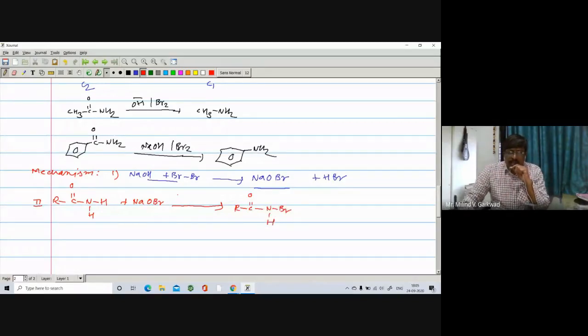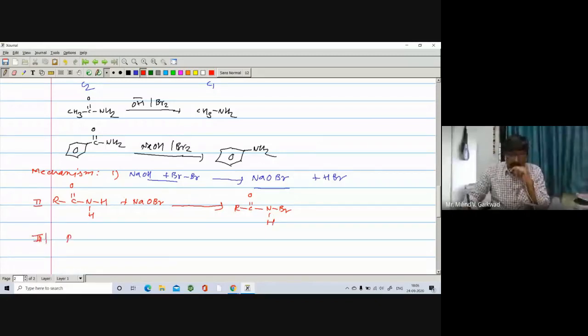So in this case, NaOH and Br2, firstly, it acts as a base. Why? It acts as a brominating reagent. Brominating reagent means it undergoes bromination. Now, in the third step, what happened?